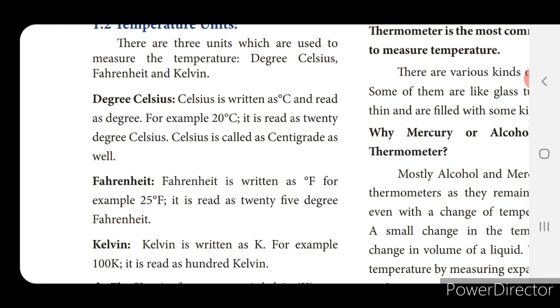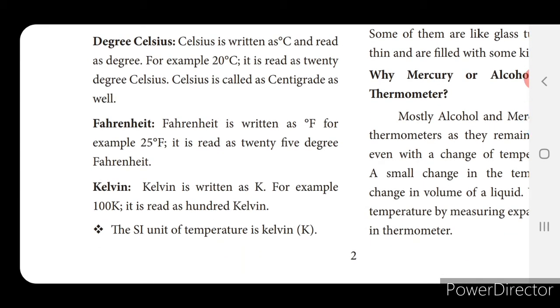The first one is degree Celsius. Celsius is written as degree C. For example, 20 degree C is read as 20 degree Celsius. Celsius is also called centigrade, so you can say 20 degree centigrade or 20 degree Celsius. Okay children, the next one is Fahrenheit. Fahrenheit is written as degree F, with a capital letter F. For example, 25 degree F is read as 25 degree Fahrenheit.